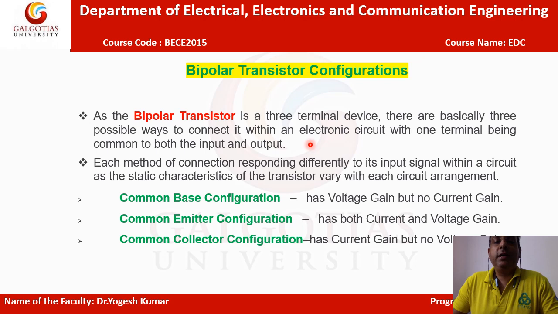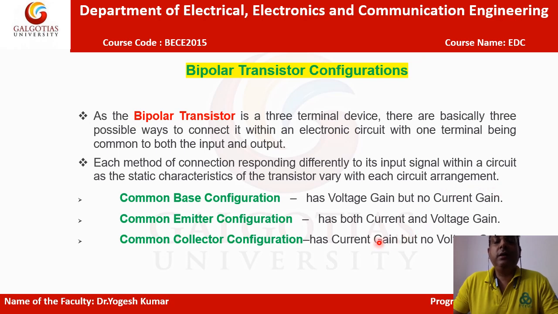Here I want to share one thing. For any linear circuit, generally two terminals are required as input terminals and two terminals as output terminals. But a transistor has only three terminals: emitter, base, and collector. So we have to make one terminal a common terminal that will work for the input as well as the output. In this regard, each method of connection responds differently to its input signal within the circuit, and has its own static characteristics of the transistor with each circuit arrangement.